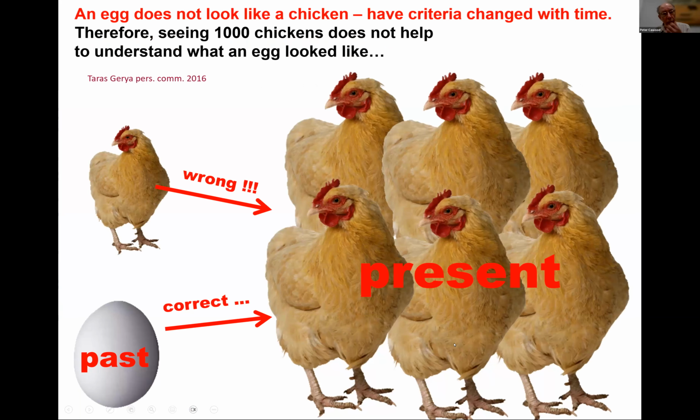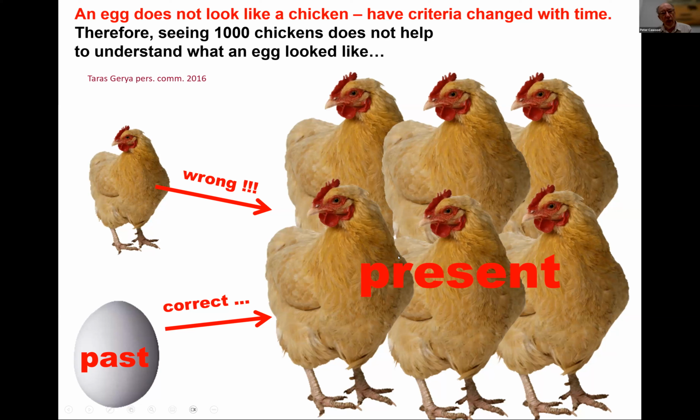And another way of looking at it, that was my example, Tarascaria had this example, and an egg doesn't look like a chicken. So it doesn't matter how many chickens you see, you can see thousands, tens of thousands, to assume that a normal-sized chicken originated from a very small chicken is not the right approach to take. It originated from an egg. So the past and the present can be quite different in that sort of scenario.